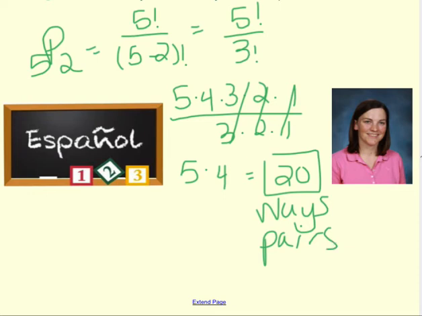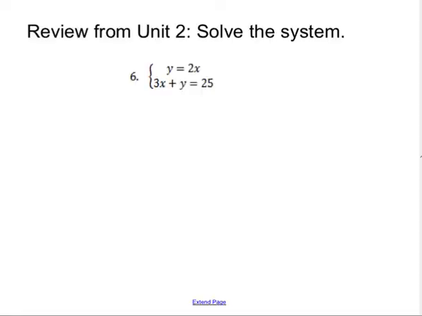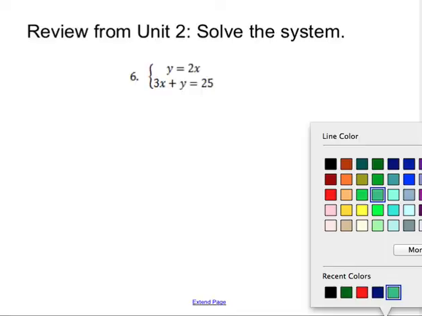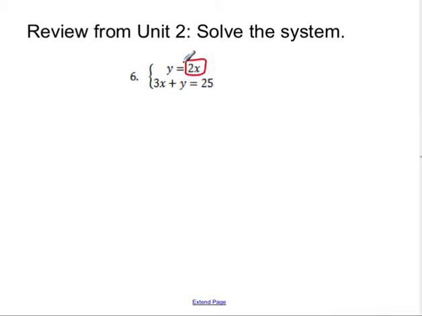Okay, so let's take a look at just a review quick. So we want to solve this system. So this one, to me, substitution seems the easiest. I see that y is equal to 2x. So that means y and 2x are the same thing. So where I see y down there, I can plug in that 2x. So I have 3x plus 2x is equal to 25. So now I need to solve that for x.